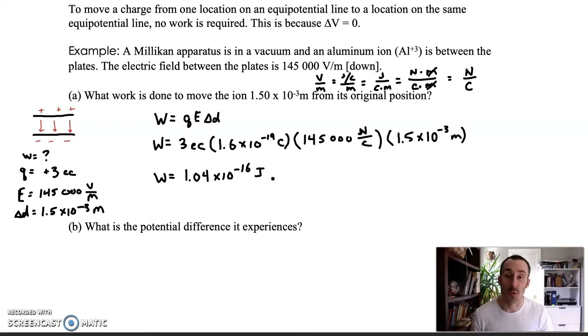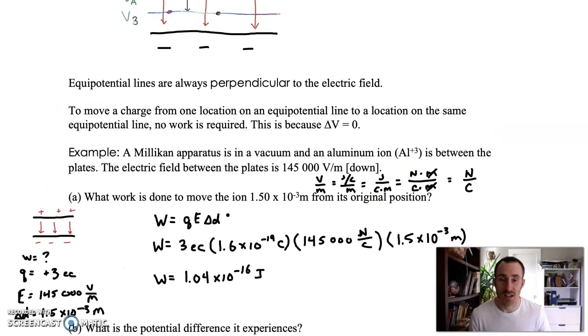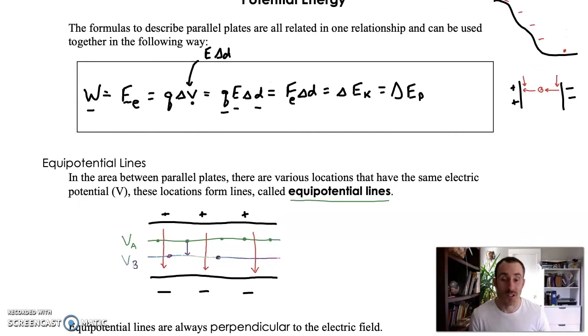Okay, so that's how much work is done. That's how much energy is required to move that charge from one position to another exactly that far. So in that distance, we're looking for what is the potential difference it experiences. The question is asking us for what is change in V. Okay, now we're going to look at our set of relationships again. Where can we find change in V in this list? It's really only in this one place, Q change in V.